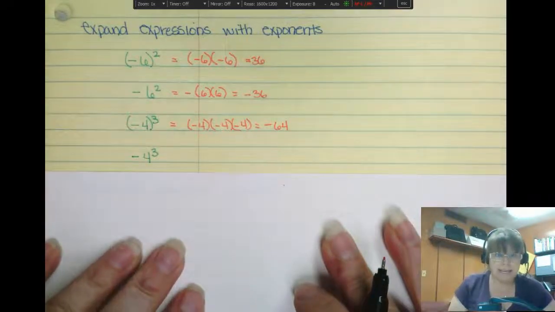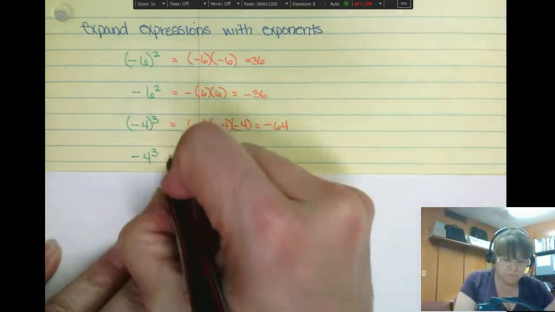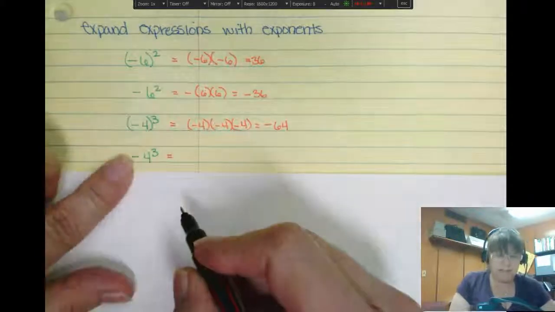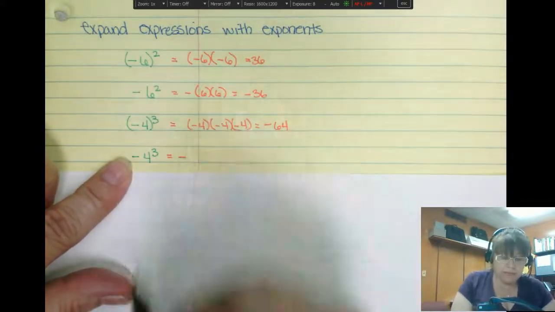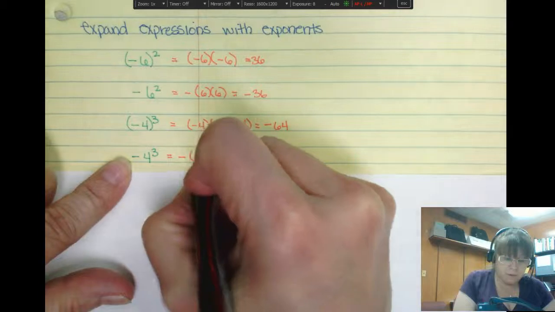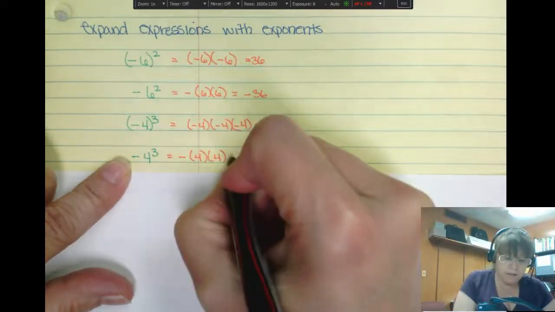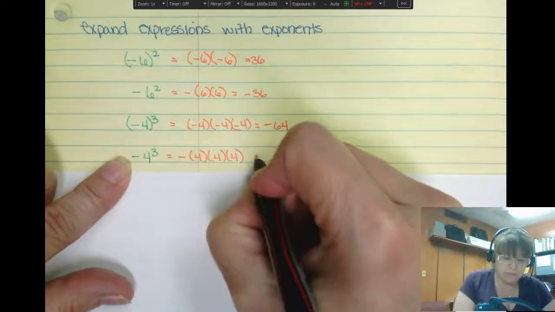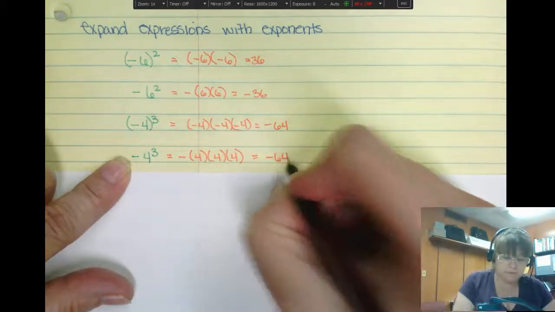Now let's try negative 4 cubed, without the parentheses. The negative is not involved, so I keep the negative. Now it's 4 times 4 times 4. And that is negative 64.